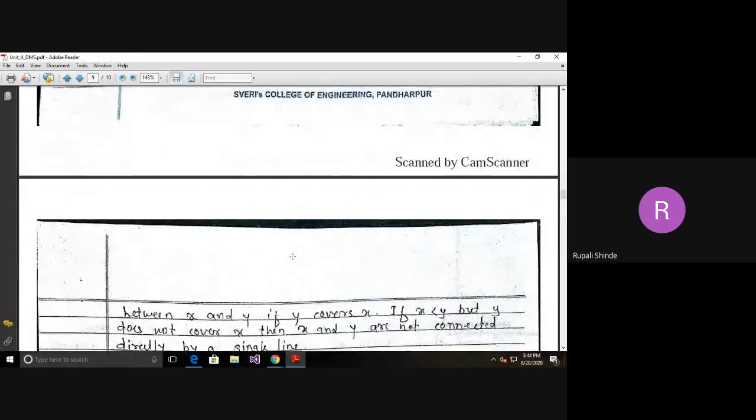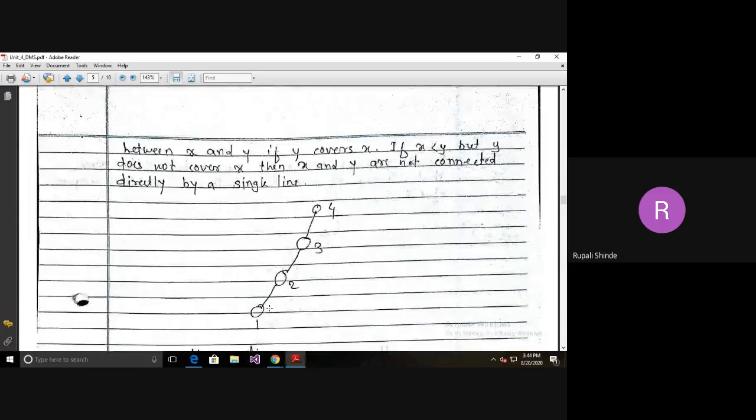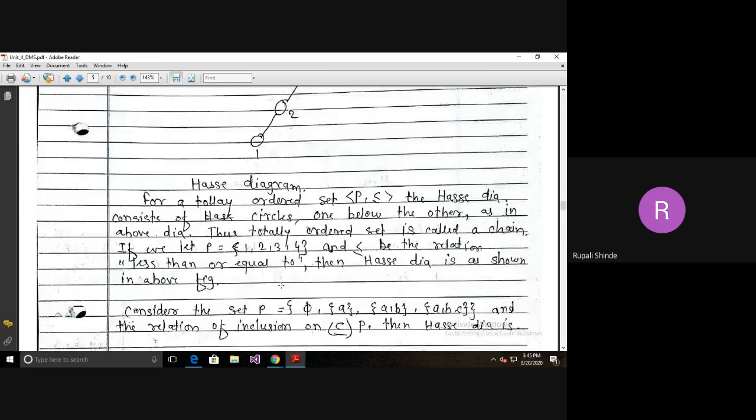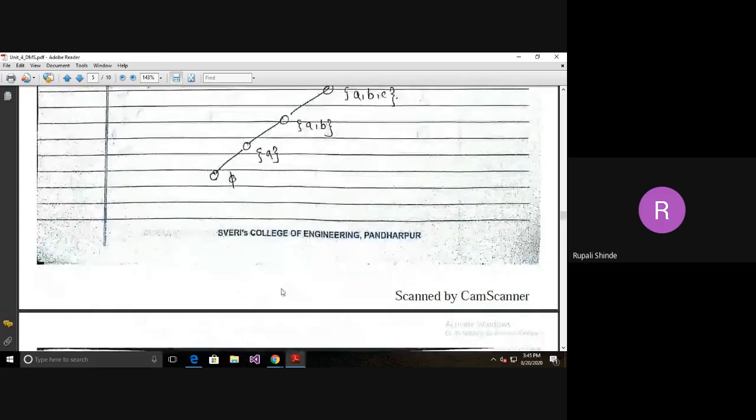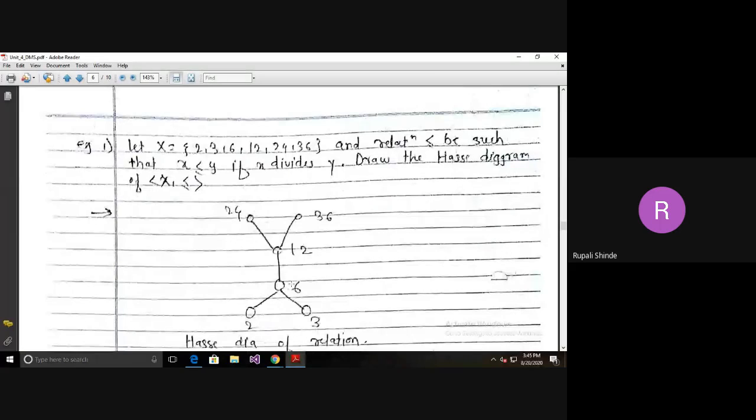Now we have to draw a direct line between x and y if x is less than y and if y covers x, that is, if there is no element between x and y. Only then can we connect x and y directly by a single line. Okay. So here we will consider one example. From that you will get an idea of what a Hasse diagram is.